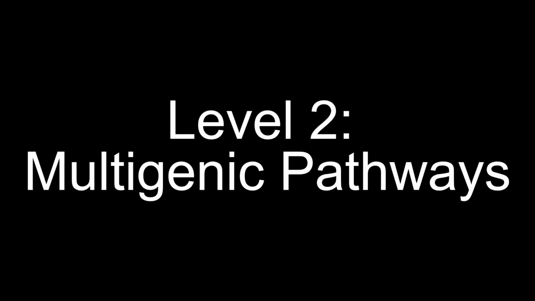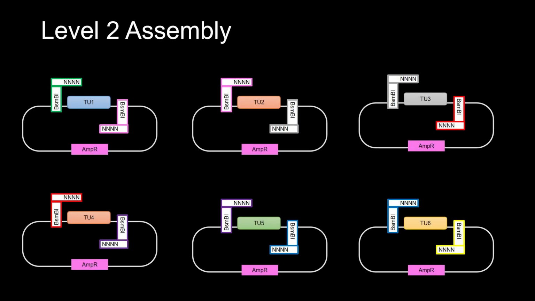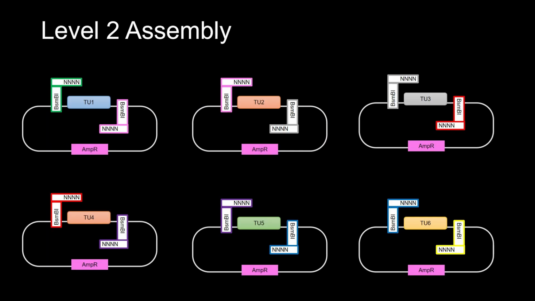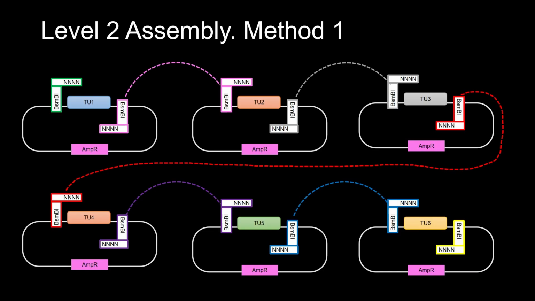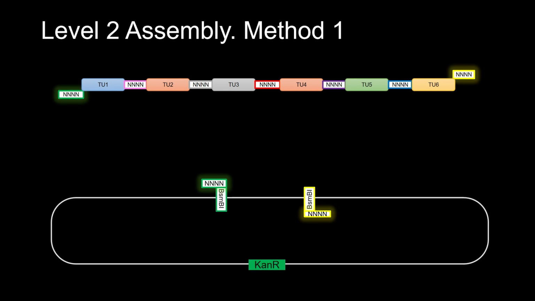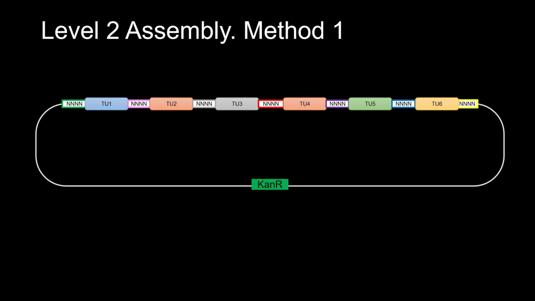Multiple level 1 transcription units are assembled into level 2 destination vectors via two distinct methodologies. Method 1, direct assembly, utilizes compatible overhangs based on the same logic described previously. In this configuration, the 3' terminal overhang of a preceding transcription unit matches the 5' overhang of the subsequent one. This sequential alignment ensures the directional assembly of the complete multigenic construct within the level 2 backbone.